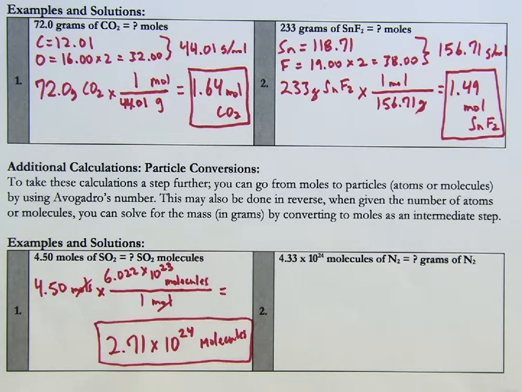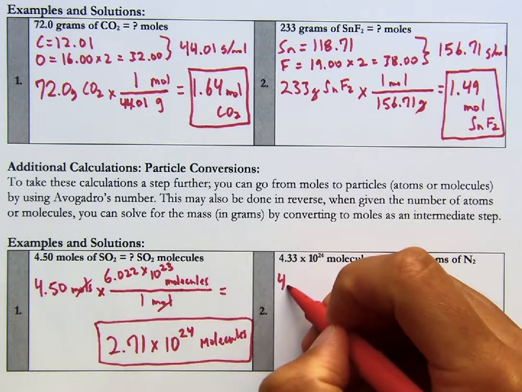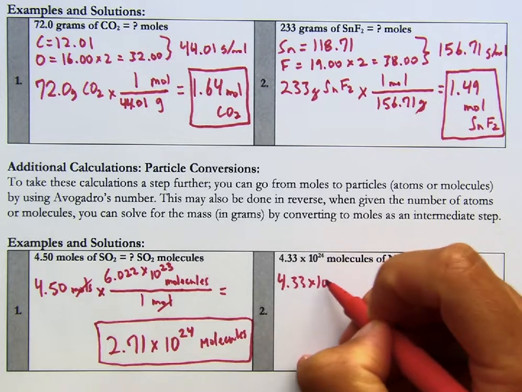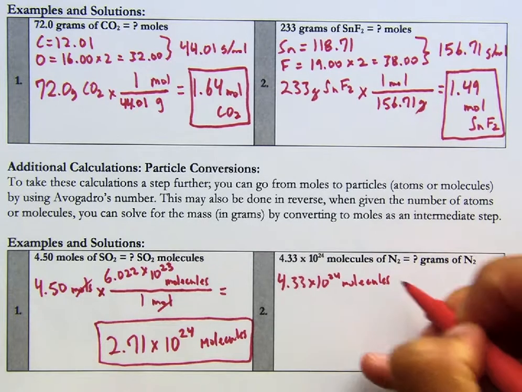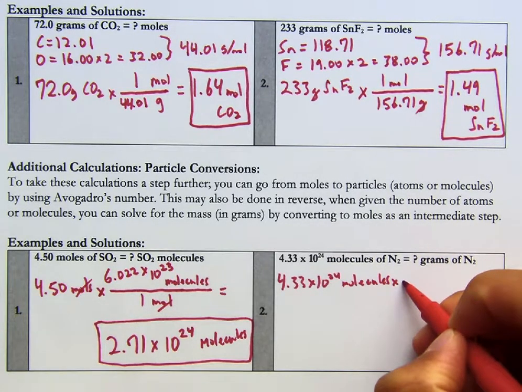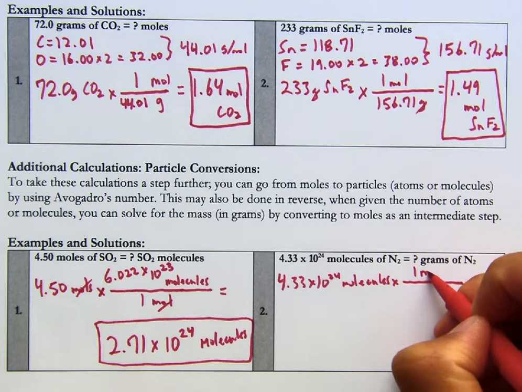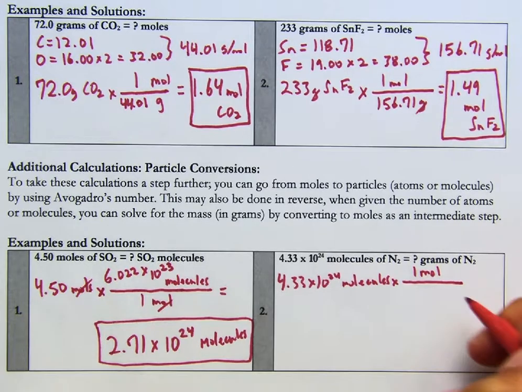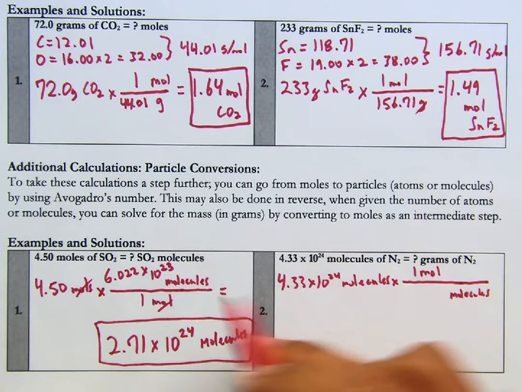Now in this next problem, you're given molecules and it wants to go to grams. So this is actually going to be a two-step problem. You're going to write 4.33 times 10 to the 24 molecules times something over something else, and that is in 1 mole, how many molecules do you have?